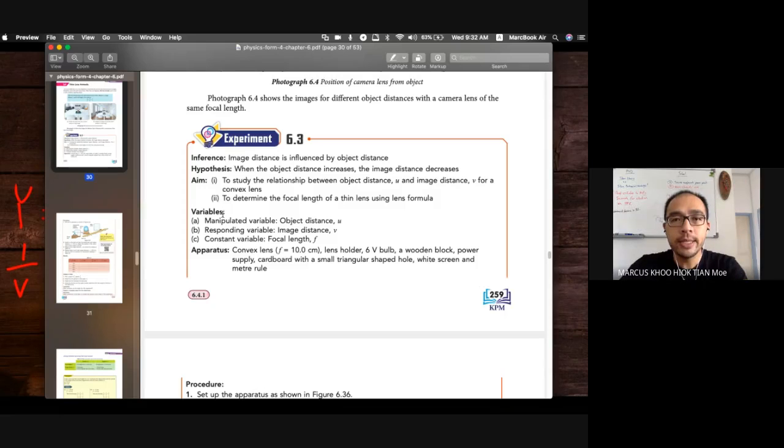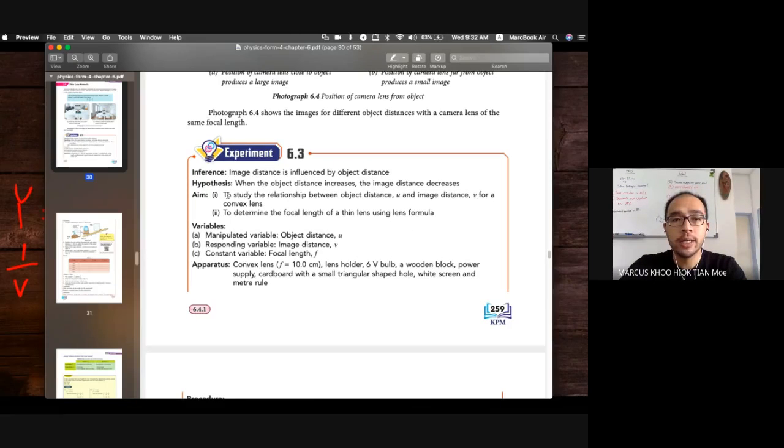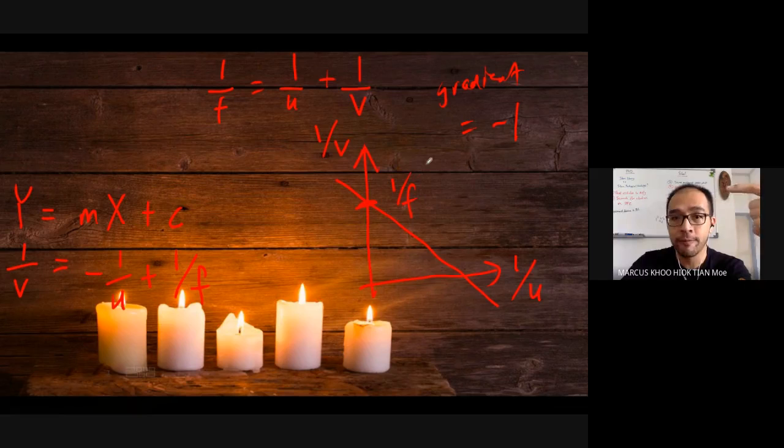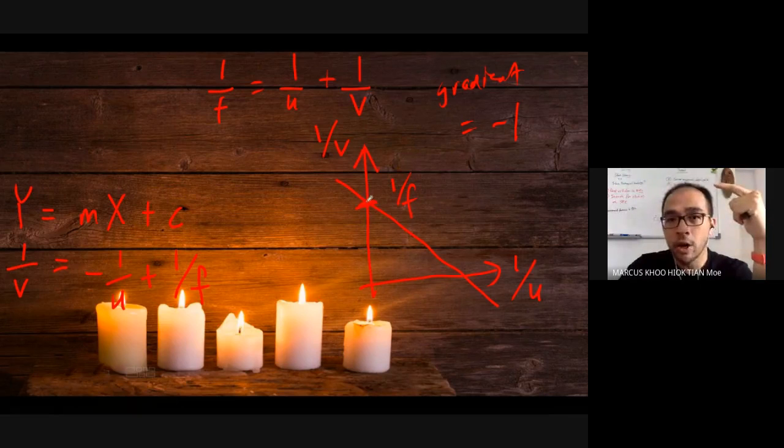Okay, so this is the experiment, for two aims. We want to study the relationship between object distance and image distance for a convex lens. We're very specific, we talk about convex lens only. And secondly, we want to determine the focal length of a thin lens using the lens formula. Besides using the lens formula, we can also determine the focal length by finding the y-intercept of the graph of 1 over v against 1 over u, which equals 1 over f.